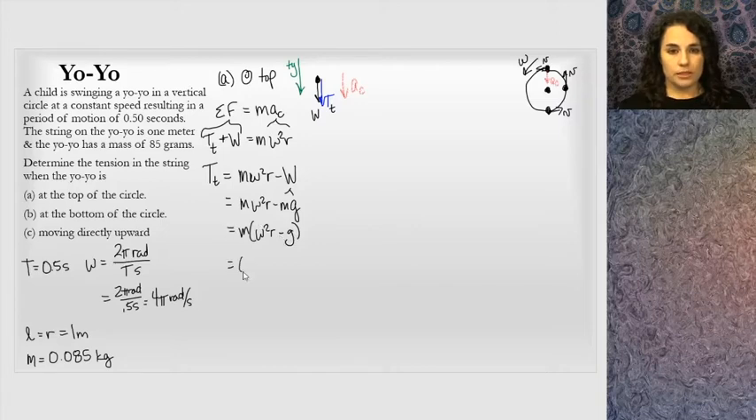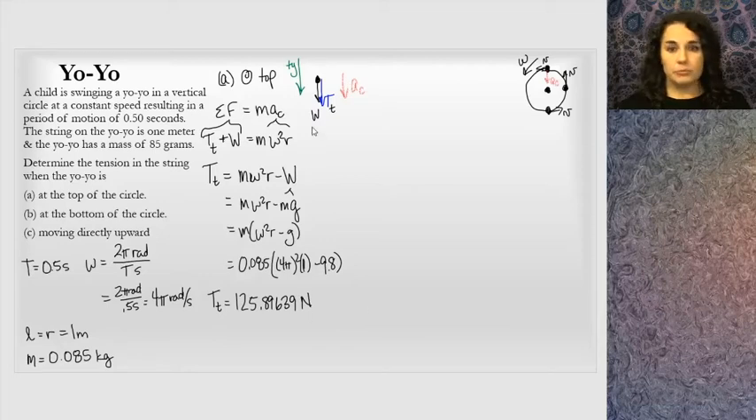Plug numbers in, 0.085. I have omega squared, which is 4 pi squared, times the radius, 1, minus the gravity, which is 9.8. And when you plug this through your calculator, you get 125.89639 newtons.